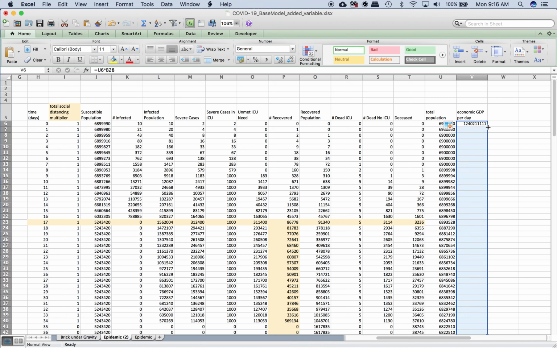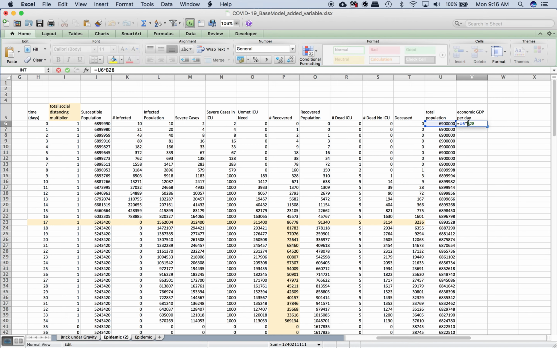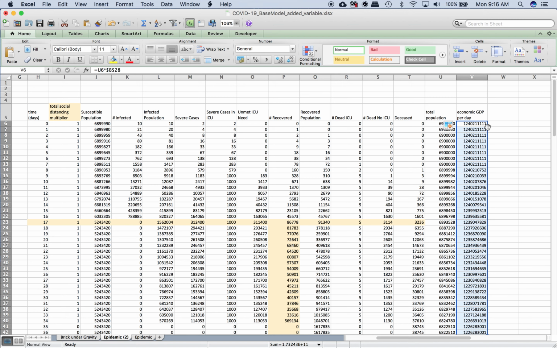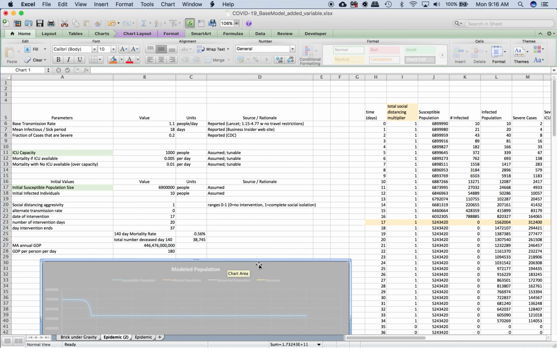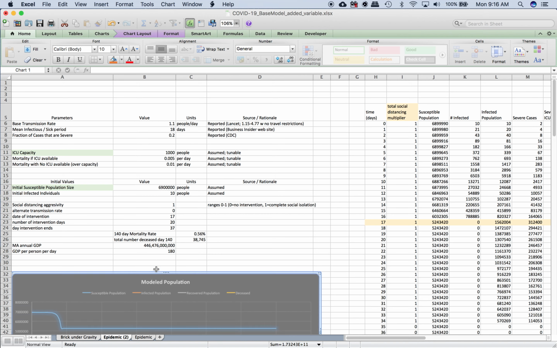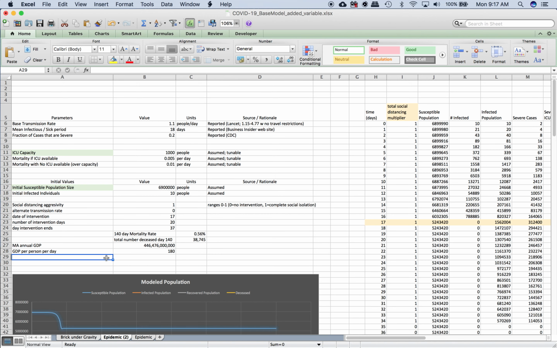If we go all the way down there, whoops. You know what I didn't do? I didn't put in my $ sign. So I always want it to be referencing B28. And if I scroll this down, there we go. So that is economic output per person per day. Over here, I'm going to drag this down a little more because we're getting stuck with space here.